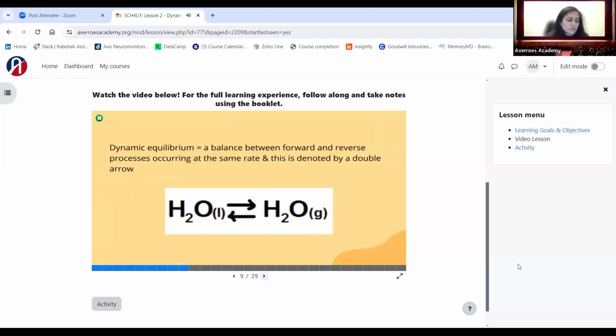So again, to reiterate, dynamic equilibrium is when you have that balance between the forward and reverse processes occurring at the same time, and that's that double arrow that you see here. So for example, H2O in the liquid state can yield H2O in the gaseous state, or it can go vice versa from a gas to a liquid.